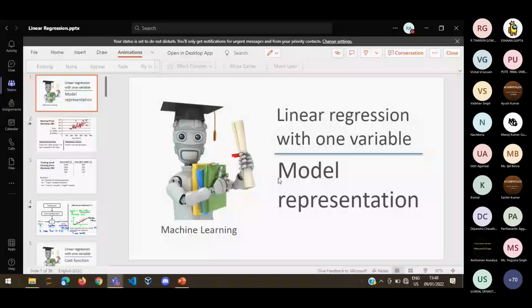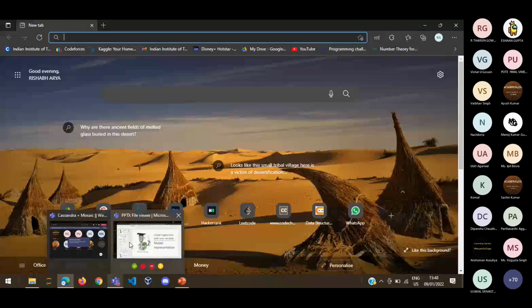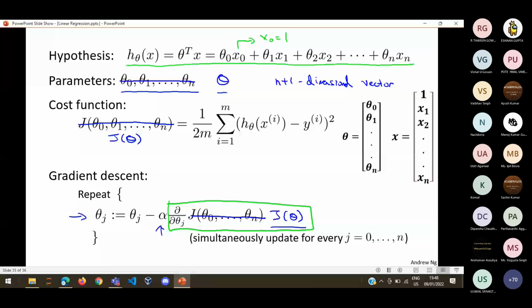Yes, Bhaiya. Okay, so this hypothesis is theta transpose x, where theta is nothing but a column vector and x is your feature vector. When you multiply both of them, theta transpose multiplied by x, you get this equation. Theta is a vector of the parameters, so your cost function will be updated. It will only depend upon the vector theta, ultimately on theta naught, theta 1, and so on.